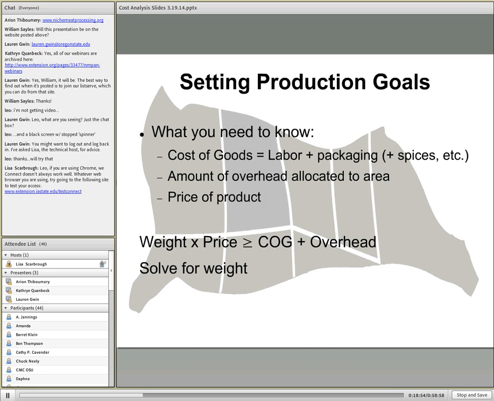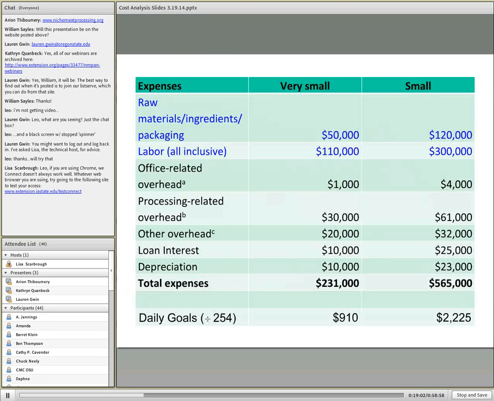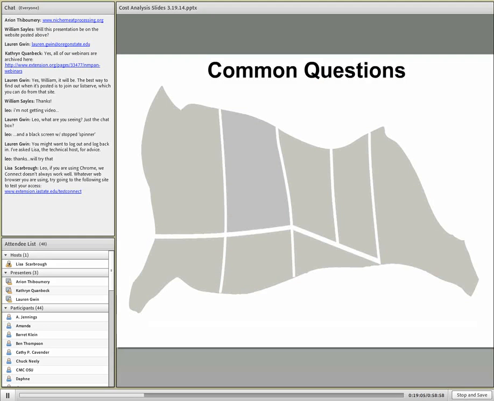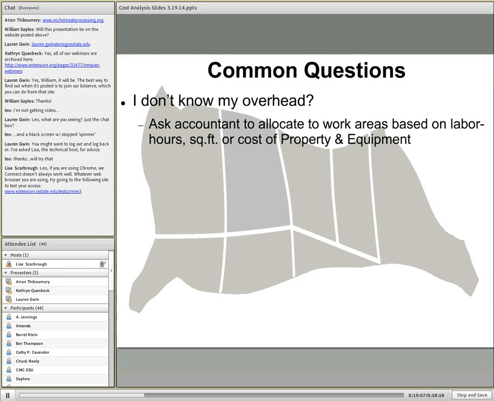So that was an operational decision. That was immediate. You don't need to look at your P&L. You don't need to check with your accountant. Did I cut enough pounds today? So common questions associated with this is, I don't know my overhead.